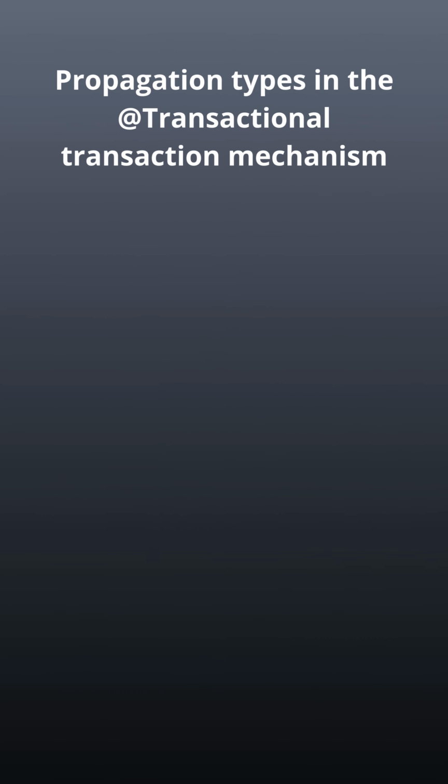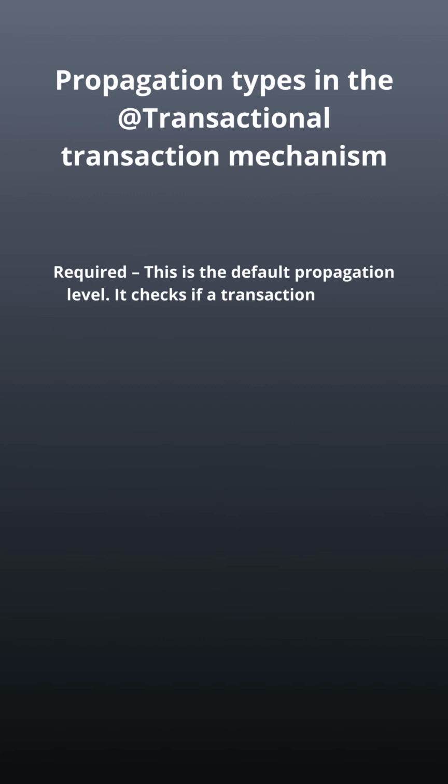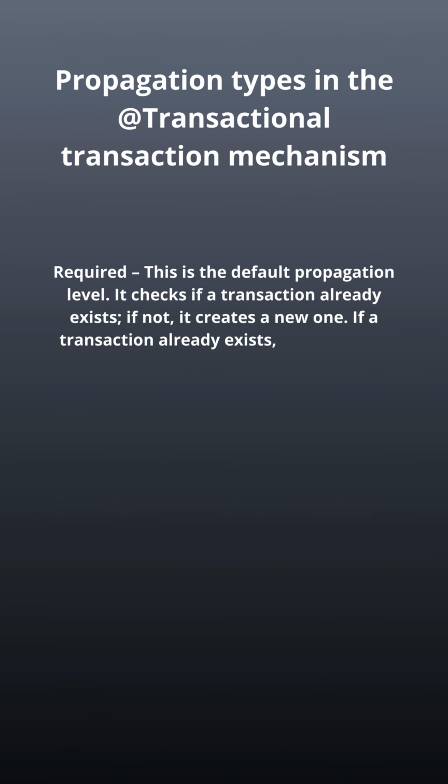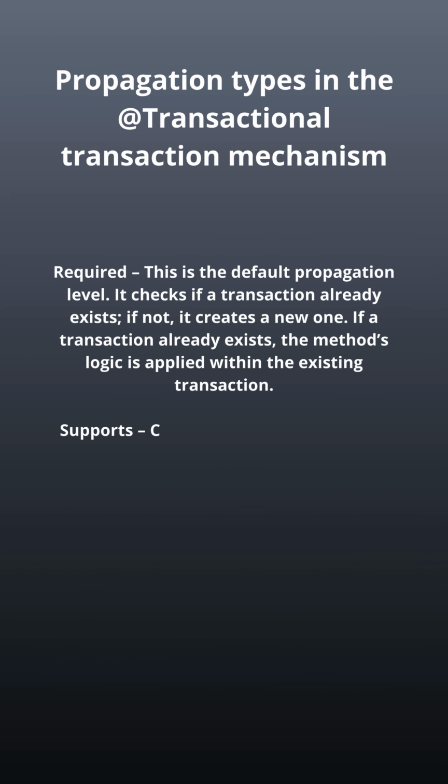Propagation types in the transactional transaction mechanism. Required. This is the default propagation level. It checks if a transaction already exists. If not, it creates a new one. If a transaction already exists, the method's logic is applied within the existing transaction.